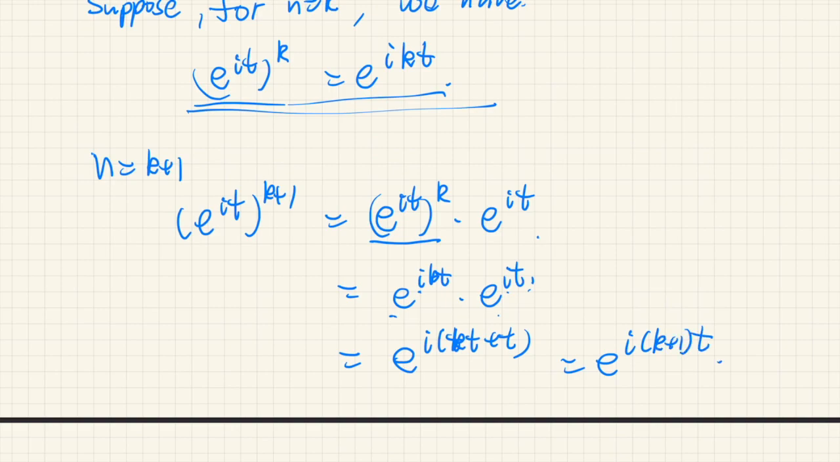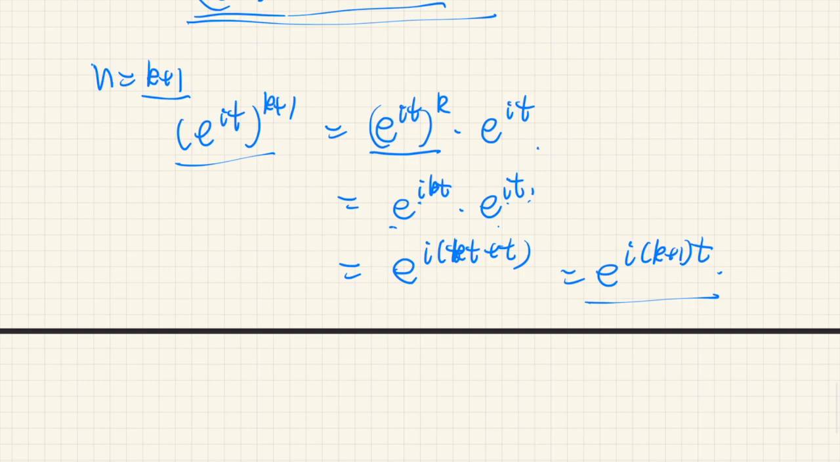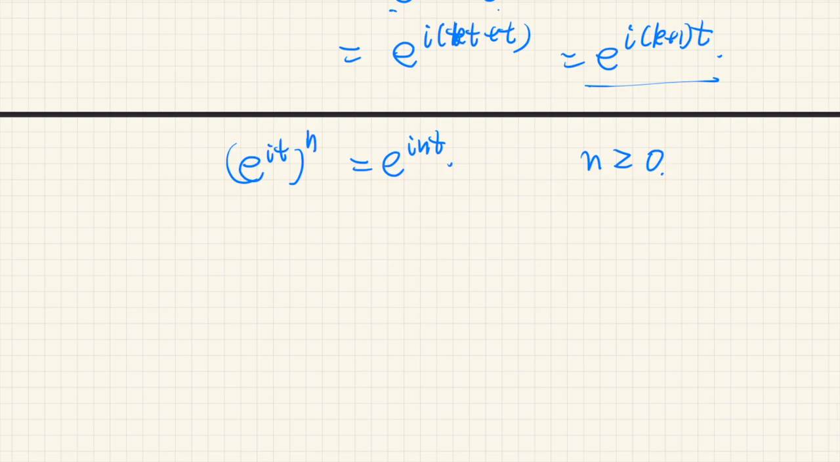So when n is equal to k plus 1, this still holds. Therefore, for any non-negative integers, we have (e to the power of i t) to the power of n is equal to e to the power of i n t. So that's for non-negative integers. To prove this for negative n, first we note that e to the power of 0, which is of course equal to 1, is equal to e to the power of i t minus i t.